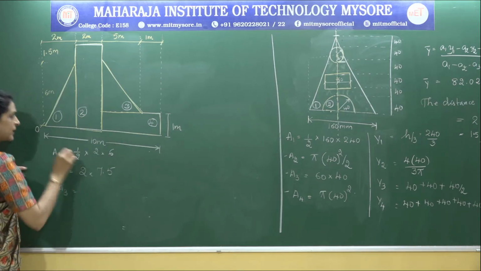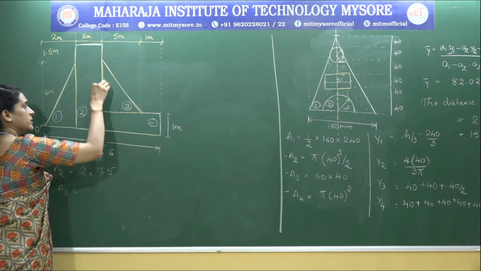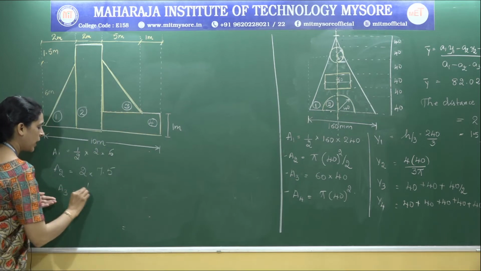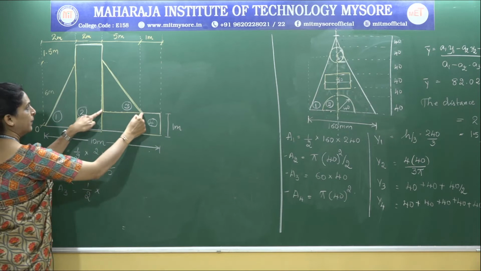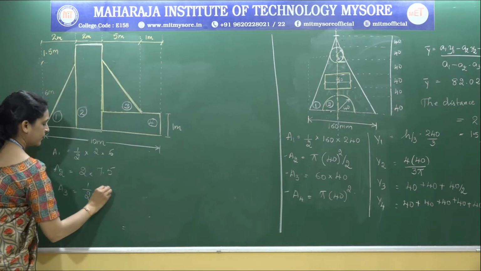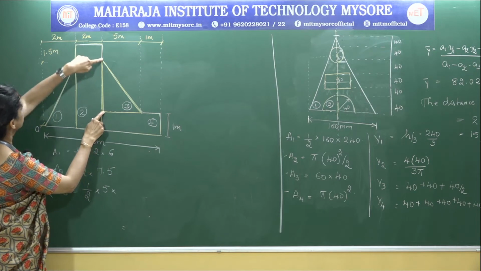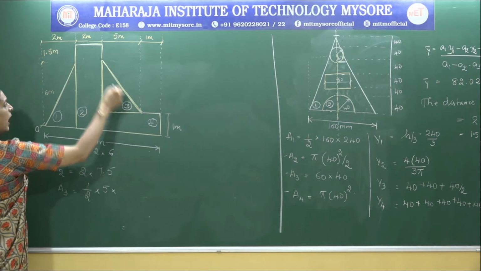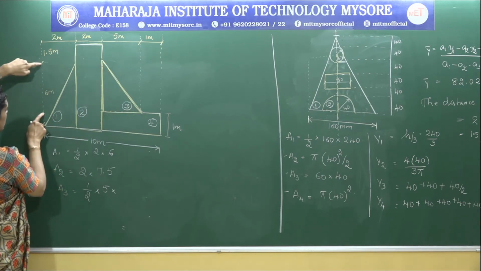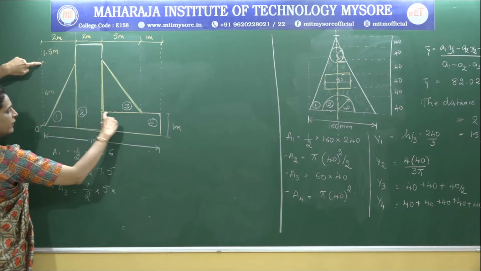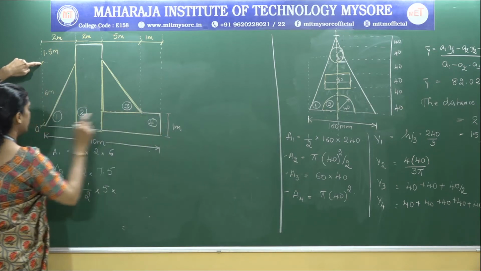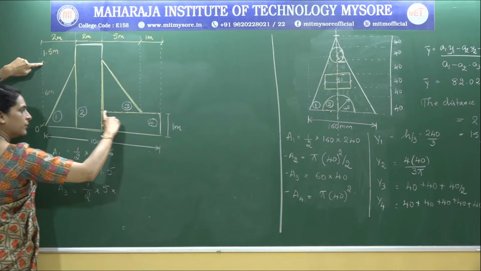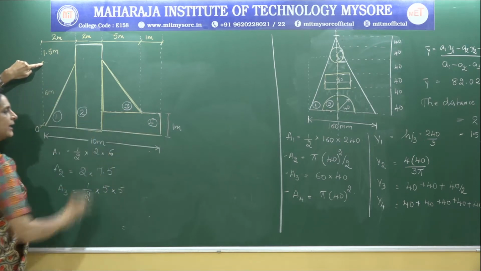Next, area of the third section. So the third section is a right angled triangle again. So half into base is 5 into height is 6 minus 1. We can just observe, we will have to deduct this overall height, that is 6 meter, with 1 meter. So, it is 5 again.